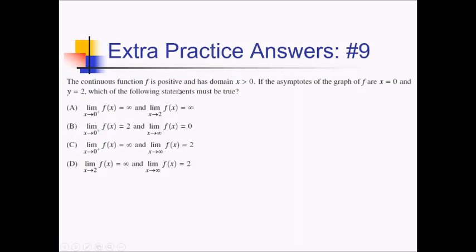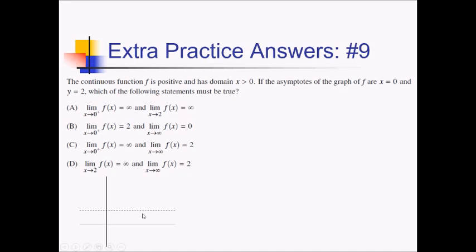On this one, the continuous function f is positive and has domain greater than 0 if the asymptotes of our graph are x equals 0 and y equals 2. Which of these statements is true? So you can do this without drawing a graph, but I think a graph makes it a little bit easier to visualize. So here's a graph with a horizontal asymptote at y equals 2. I didn't label anything, but there it is. And then we don't need to draw anything for the vertical asymptote because that's just the y-axis.